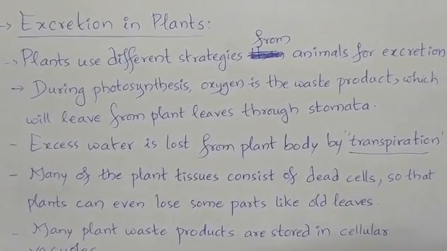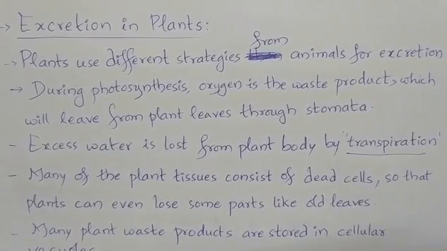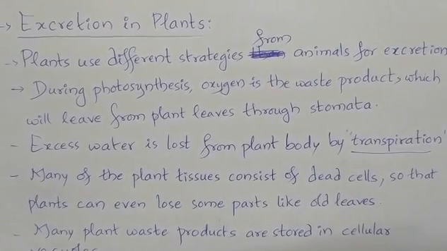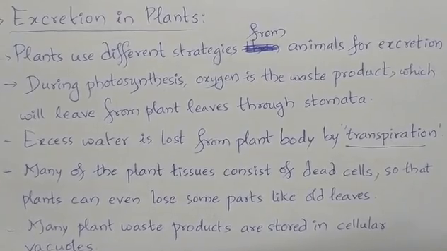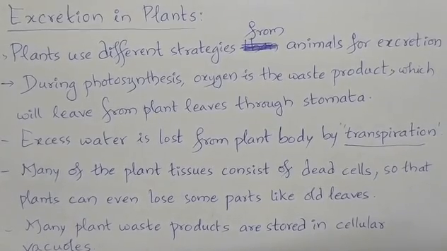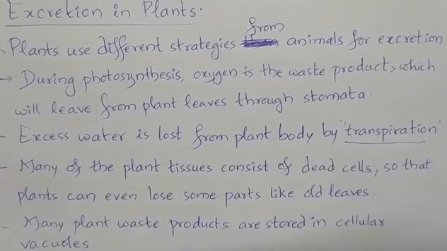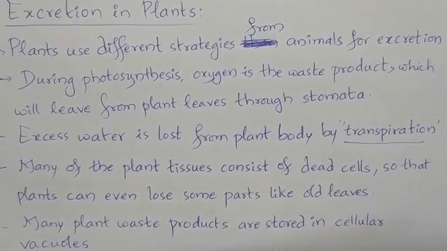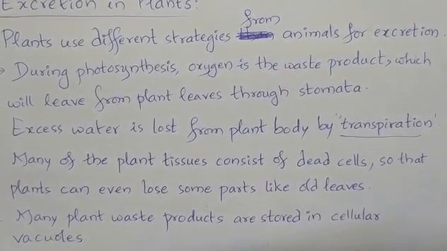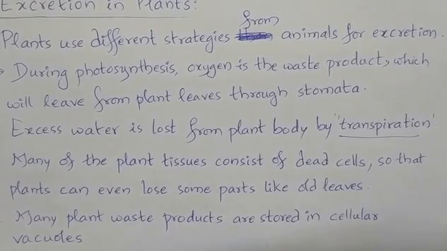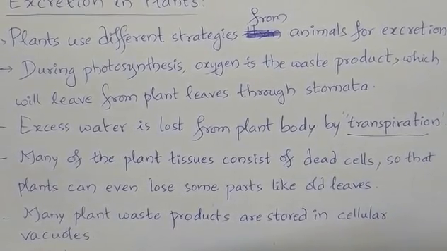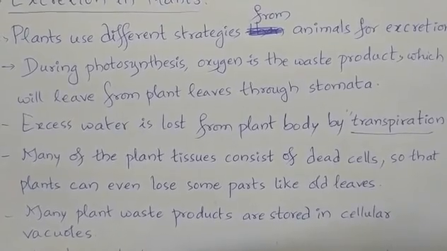Plants use different strategies from animals for their excretion because they do not have an excretory system. Plants carry out photosynthesis for the synthesis of glucose. During photosynthesis, the liberated oxygen is also considered a waste product. How will this oxygen leave the plant body? Through the plant leaves, through their stomata.